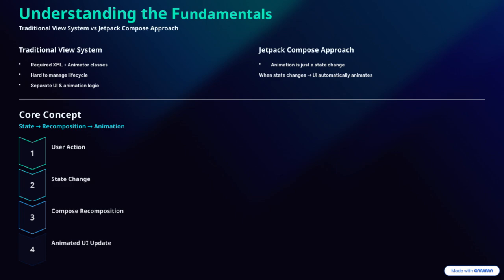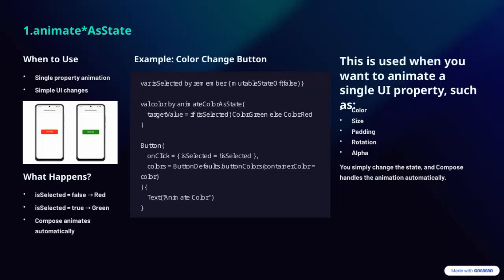When we compare the traditional view system to Jetpack Compose, the difference is clear. Compose simplifies the process, making UI updates more straightforward and reactive. To truly understand this, we need to grasp the fundamentals. In Compose, UI and animation logic are decoupled, enabling more flexible and maintainable code. This shift in approach is a key part of modern Android development, aligning with our overall goal of creating more dynamic and responsive user interfaces. So with Compose, you simply change the state, and it takes care of the animation automatically.